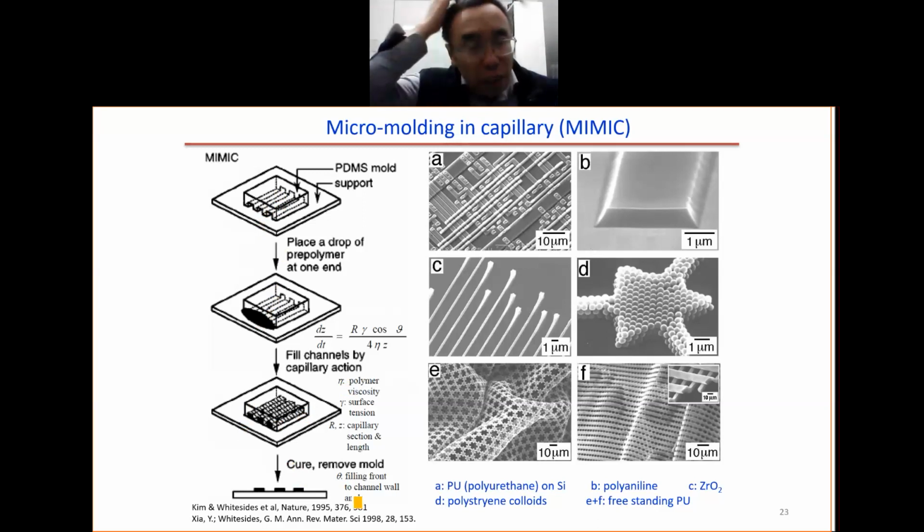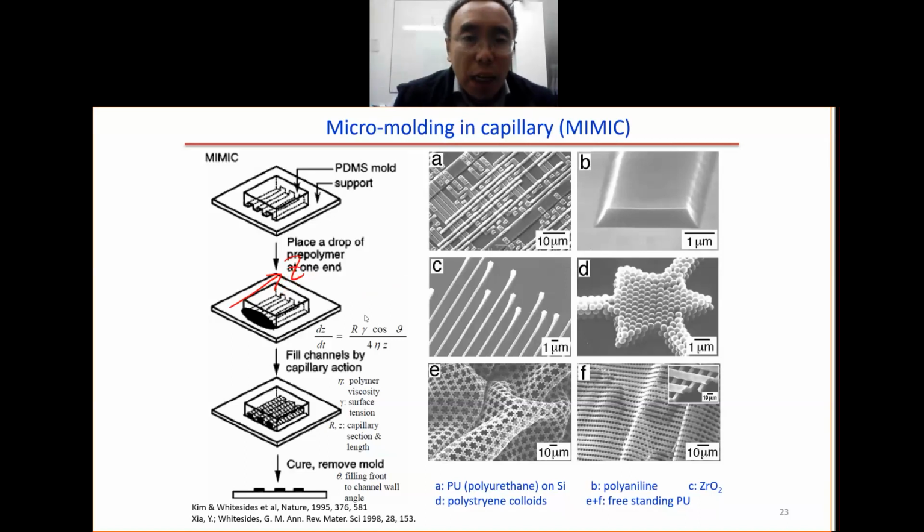So then the question is how big a pattern we can get. We want large feature sizes, and we want large area patterning. So how large an area can it go? That means how fast the liquid will fill into the channels. Obviously the filling speed is given by dz over dt, where the filling is along the z direction here.